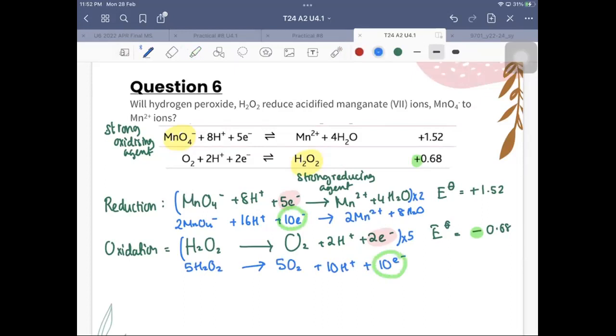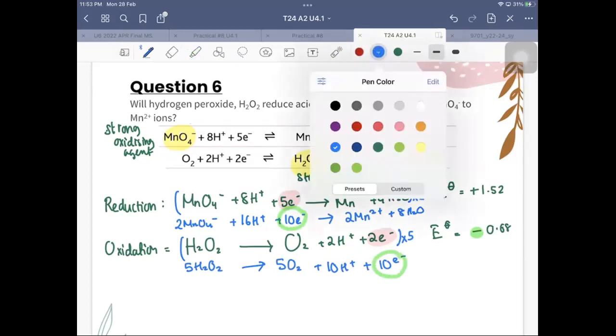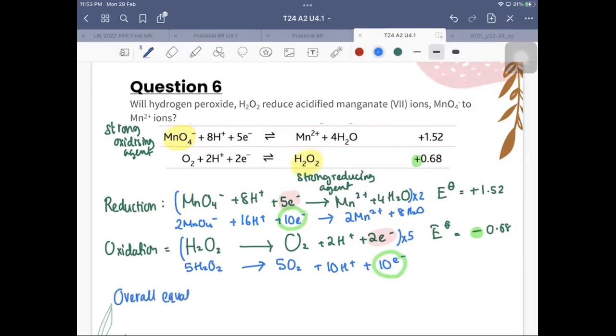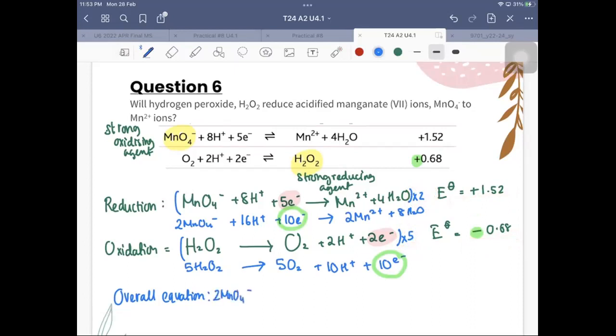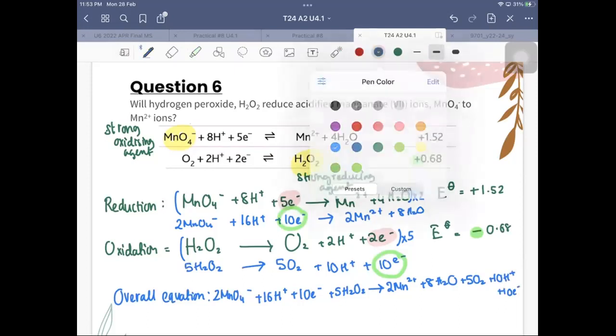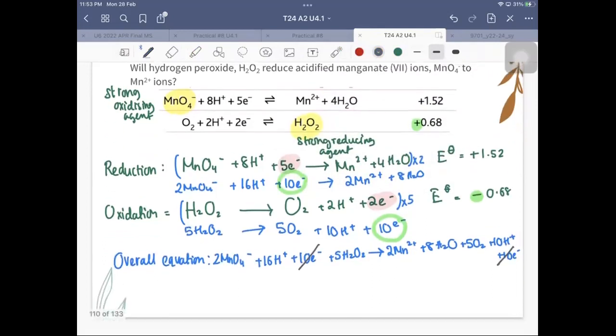Then I can combine them into an overall equation. Notice that even when I'm multiplying my equation, my E note doesn't change. It stays the same. The overall equation is just literally adding the reduction and oxidation, all the products on one side and all the reactants on the other side. So 2 MnO4 minus plus 16H plus plus 10 electrons plus 5H2O2 to form 2 Mn2 plus plus 8H2O plus 5O2 plus 10H plus plus 10 electrons. You can see that the electrons will nicely cancel out, and then you just tidy up your whole equation.